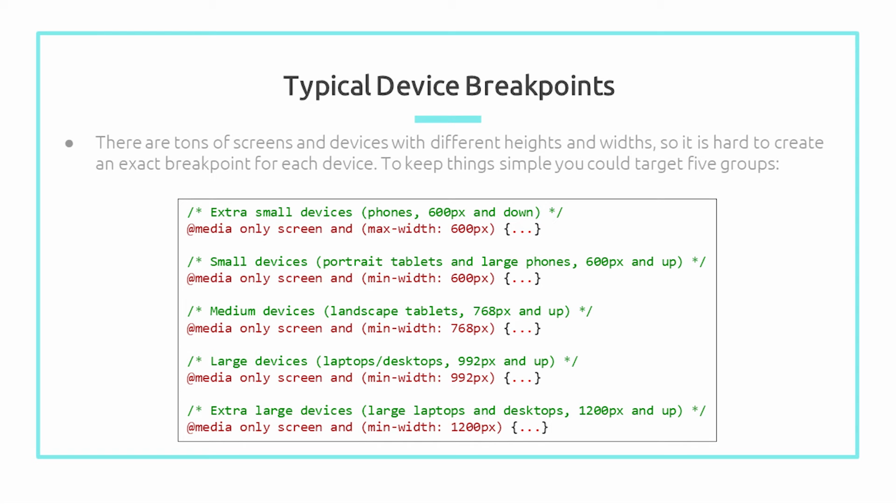Typical device breakpoints. There are tons of screens and devices with different heights and widths, so it is hard to create an exact breakpoint for each device. To keep things simple, you could target 5 groups. Extra small devices, phones, 600 pixels and down. Small devices, portrait tablets and large phones, 600 pixels and up. Medium devices, landscape tablets, 768 pixels and up. Large devices, laptops and desktops, 992 pixels and up. Extra large devices, large laptops and desktops, 1200 pixels and up.